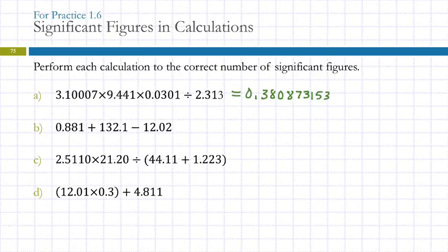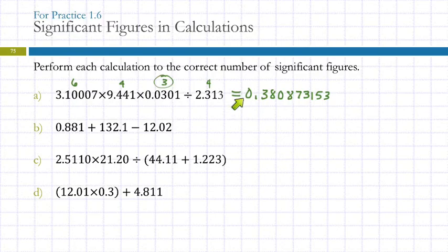So the rule is fewest number of sig figs. That first number, how many sig figs in 3.10007? 6 sig figs there. 9.441? 4. 0.0301? 3. Leading zeros don't count. And 2.313? 4. Okay, so 3 is the smallest. So that means I keep 3 in my answer.